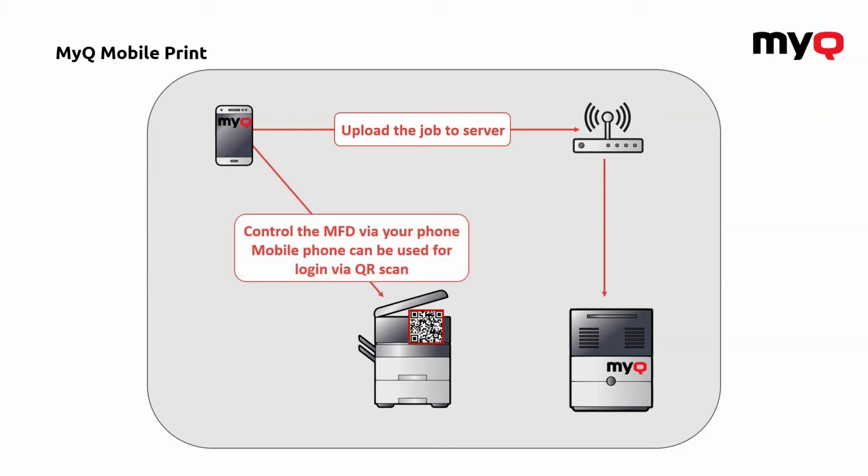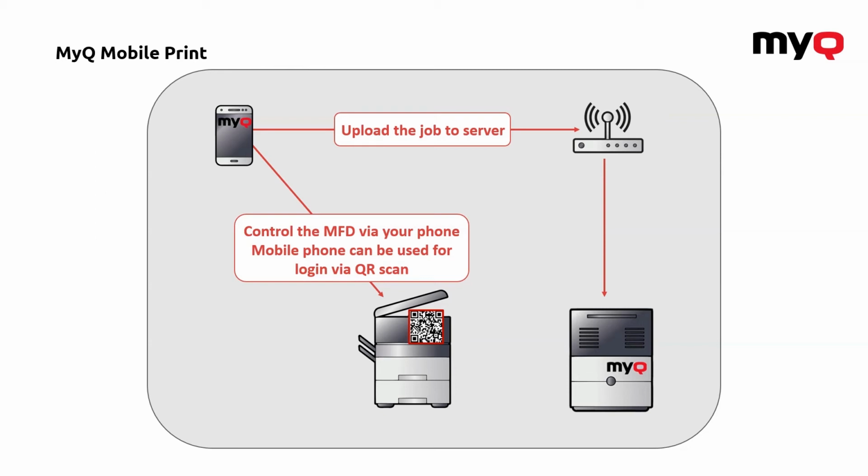Once you're there, you can either just release the jobs on that selected machine, select another machine to release the job, or you can unlock it. So like I said, the mobile phone from now on can be used as another means of authentication through which you will get into the embedded screen and you will be able to control the machine.